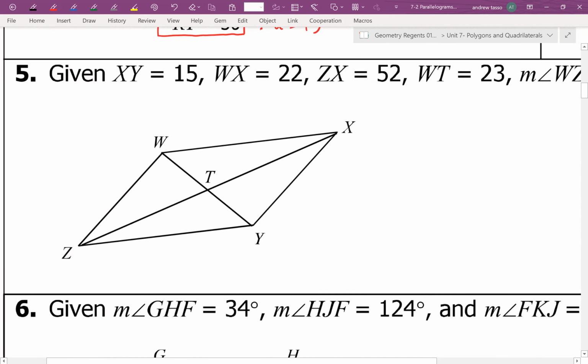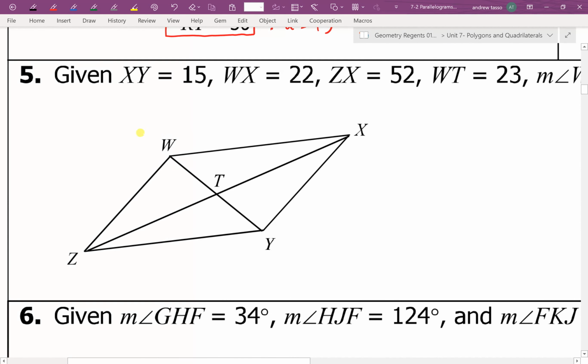All right, so let's try this next one. The next one, they didn't put the numbers into the picture, so we have to do that ourselves. XY is 15. All right. WX is 22. Okay, ZX is 52. Sometimes you can write that over here if you can't draw it into the picture. WT is 23, so if WT is 23, okay.